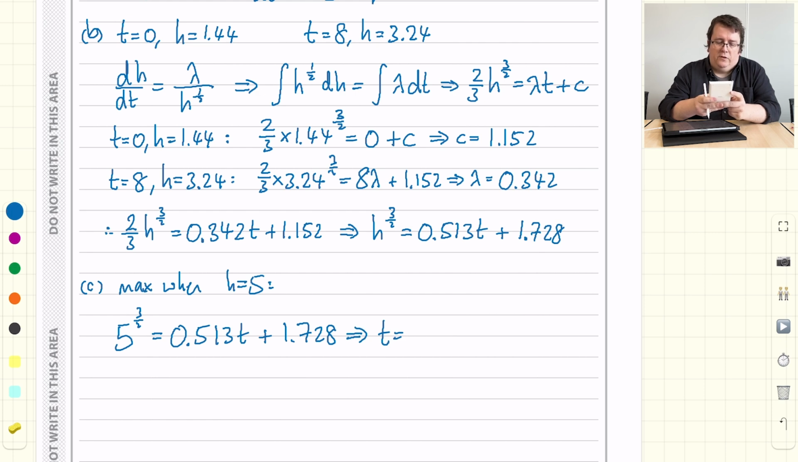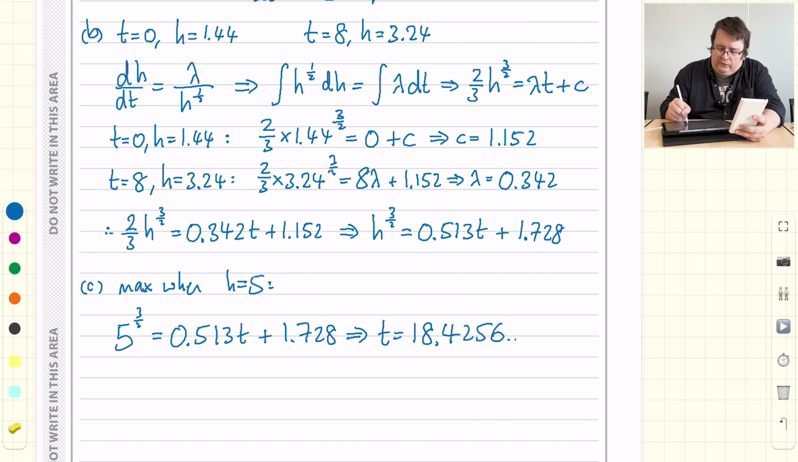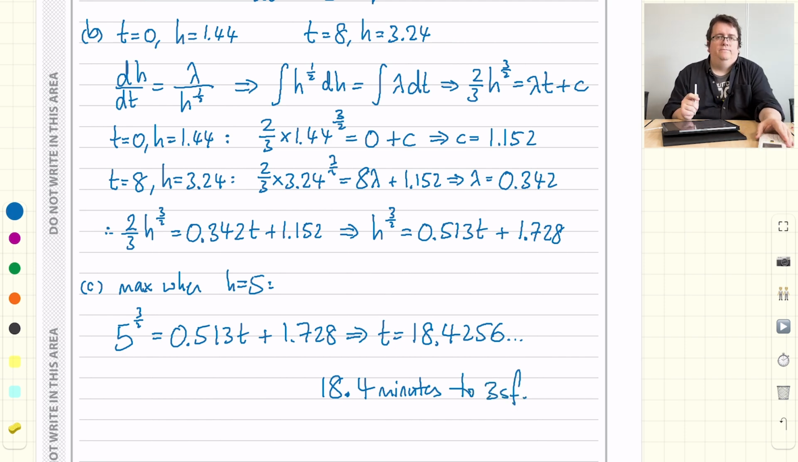So 5 to the 3 halves, take away 1.728, divided by 0.513. So t is 18.4256, etc. So 18.4 minutes to 3 significant figures. And that's my answer.